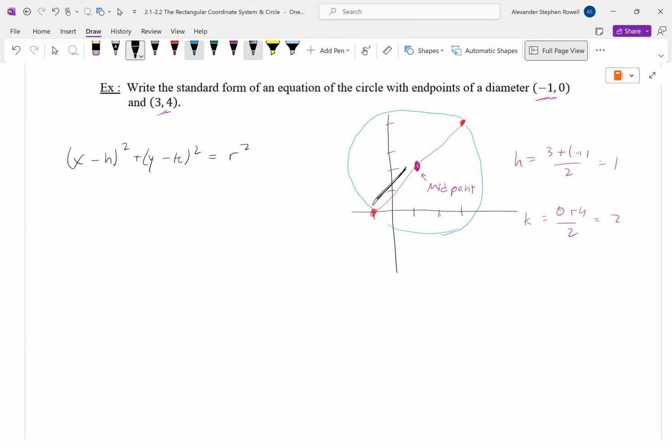Maybe I just do these 2. Distance formula. We're out of time.